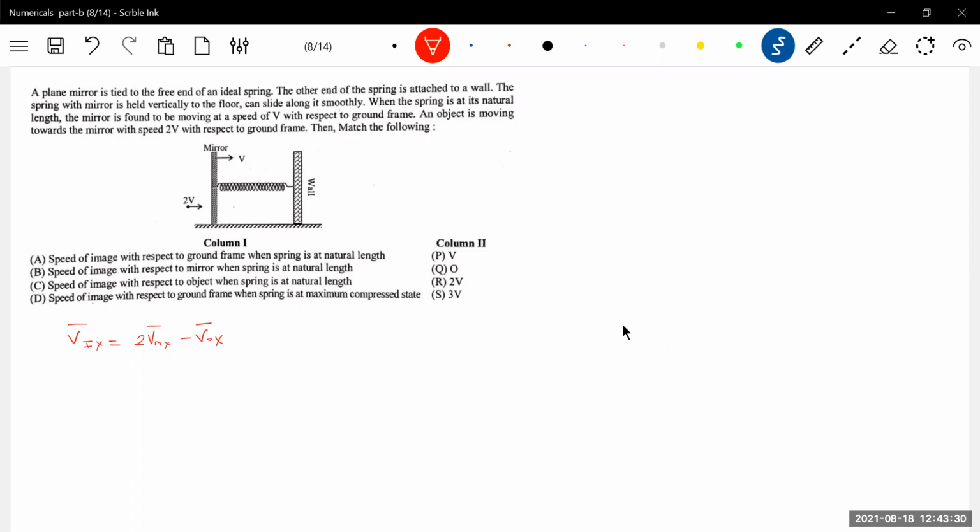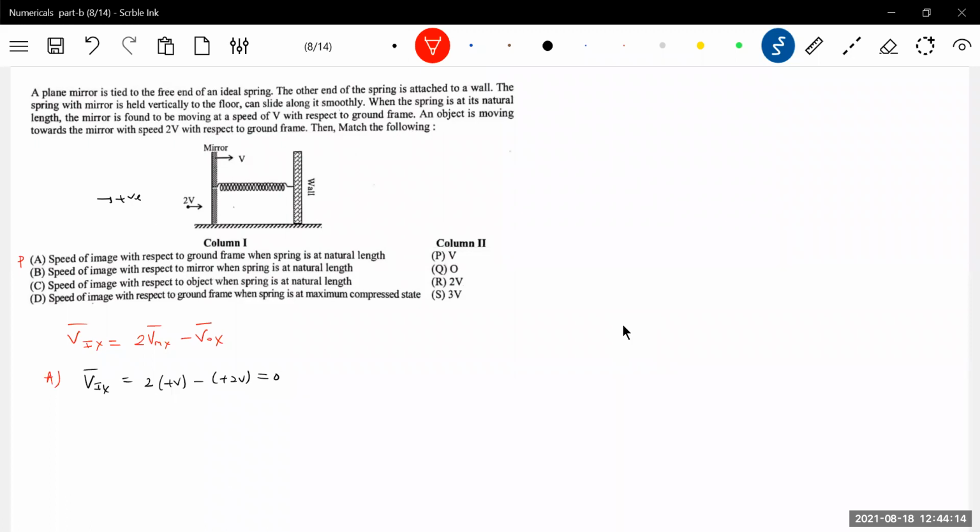Now first case, option A, we will take the options one by one. Speed of image with respect to ground frame when the spring is at natural length. Substituting this, velocity of mirror plus V, anything directed towards right is positive, minus velocity of object, plus 2 will be 0. Okay, fine. Next, speed of image with respect to mirror when the spring is at natural length.